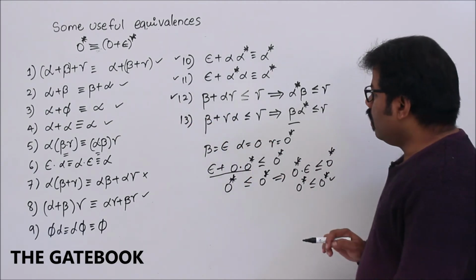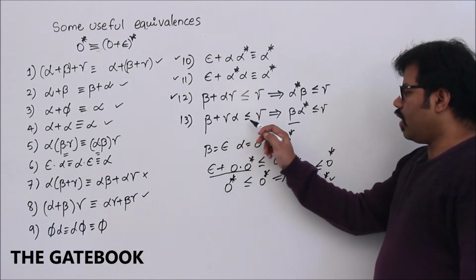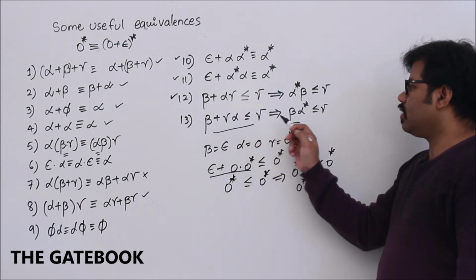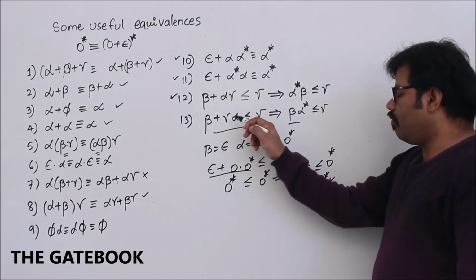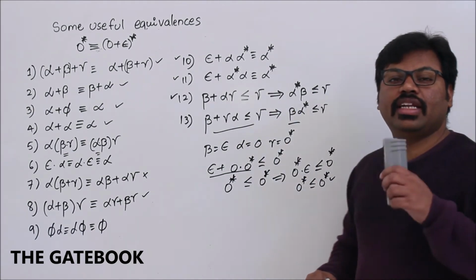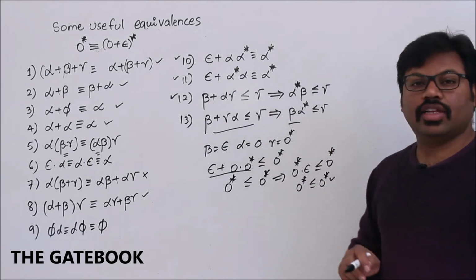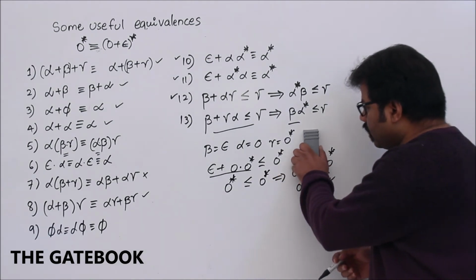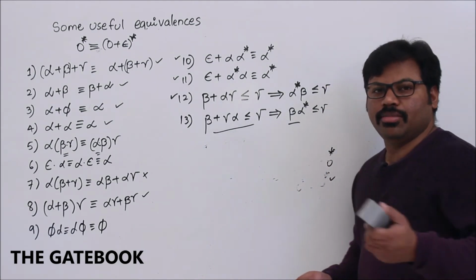Okay, so let's take β + γα less than or equal to γ. In the same way, if β + γα is less than or equal to γ, then β*α is less than or equal to γ. So you remember these things so that we can use them in simplifications.